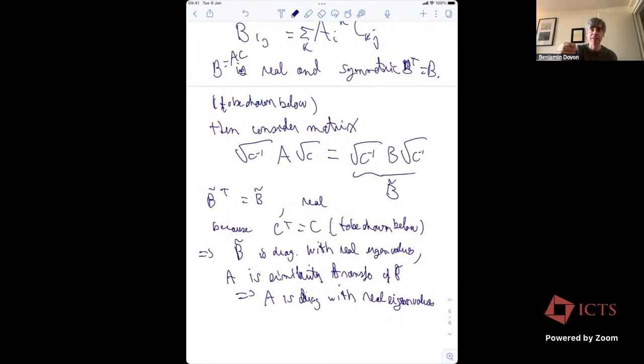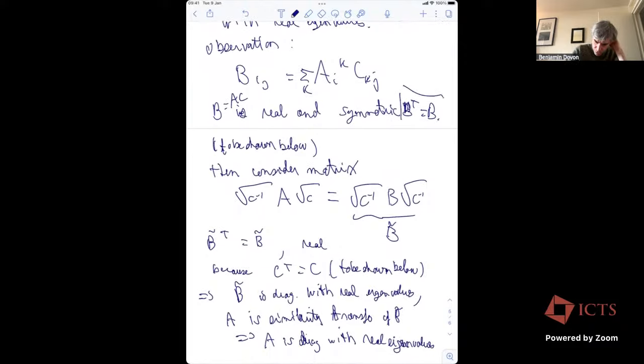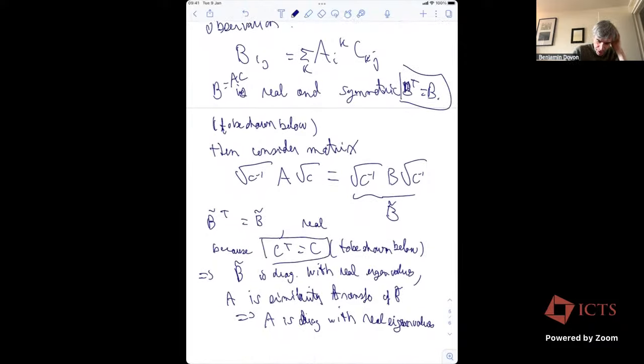Similarity transformation means that it is related to a symmetric matrix by pre-multiplication by a matrix and post-multiplication by the inverse matrix. This is similarity transformation. Right? So if indeed B transpose equals B and C transpose equals C, then A is diagonalizable with real eigenvalues. Then I would have proven the theorem. And so what I need to show is B transpose equals B and C transpose equals C.